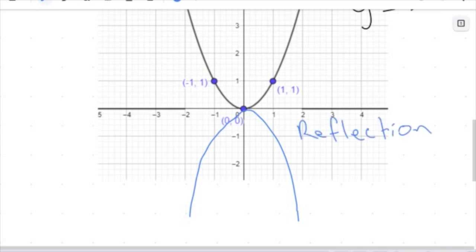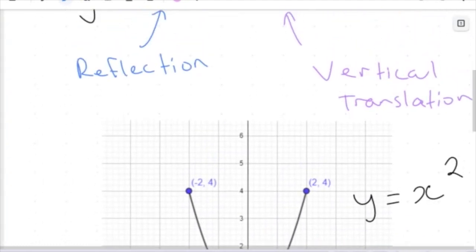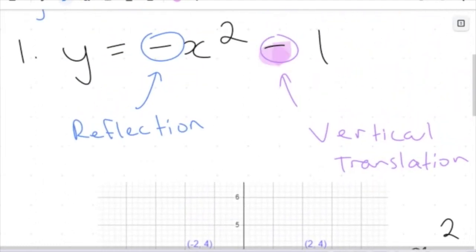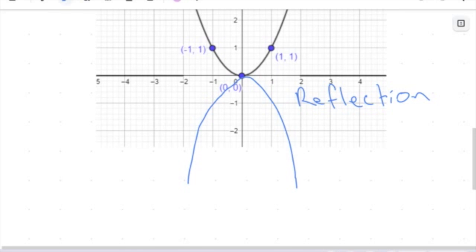I haven't had to do anything crazy. I've just had to reflect this parabola, make a mirror image along this line here. And now I want to work with my vertical translation. Now this guy is negative. We have -1. So in the y direction, that means we are going down 1 unit. So my vertex here, or my turning point, is going to go down 1 unit.